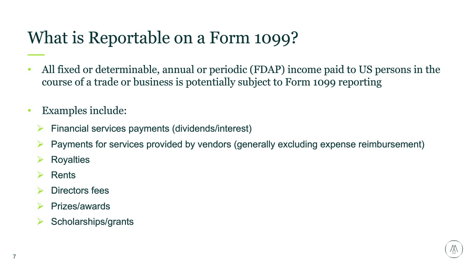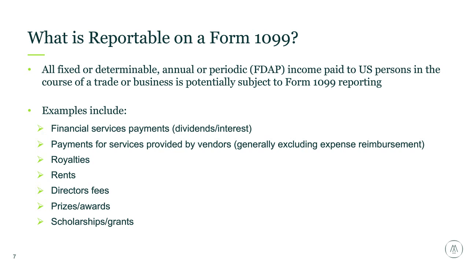Examples of reportable income: financial services payments, so dividends, interest, things like that. Those would be reported on a 1099-DIV or 1099-INT. I'm guessing many of you would get those from your financial institution early in the year. But really, one of the focuses here today is payments for services provided by vendors.